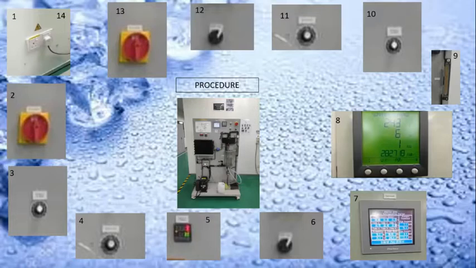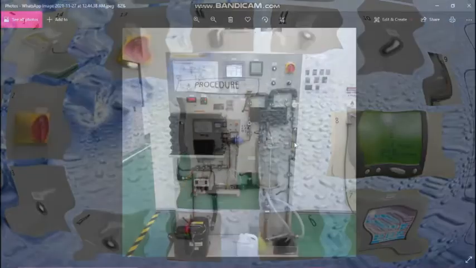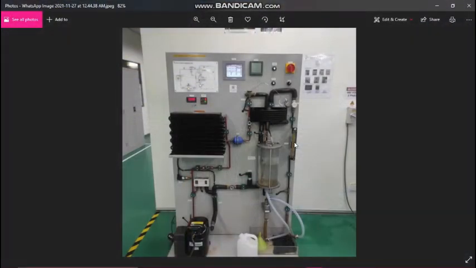After we finish taking the data, we must switch off the condenser switch. Next, switch off the heater power. Next, switch off the water pump. Switch off the power switch. And last, switch off the machine power. That is the work process for Lab 3 refrigerator.